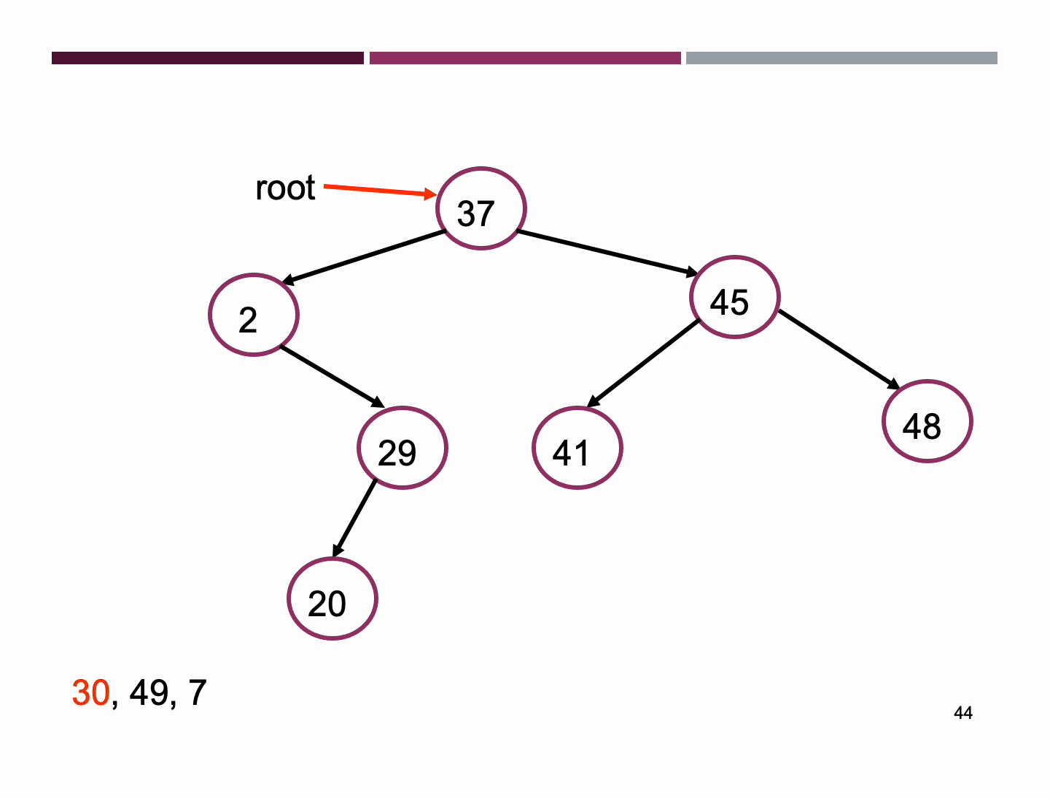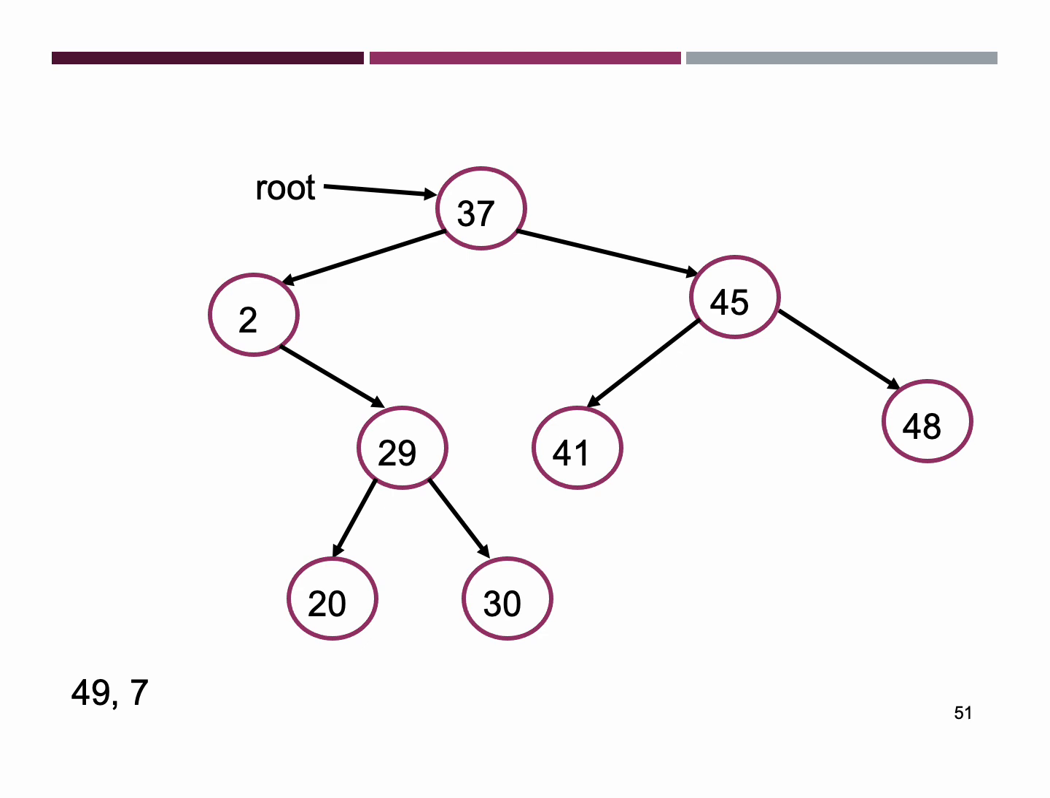Now next is 30. Now here we'll check if 30 is less than 37, so it will go left, but we have 2 on the left, so we'll check if 30 is greater than 2, which is true. Now it will go right, but we already have 29 on the right, so it will check with 29, and 30 is greater than 29, so it will go right here.